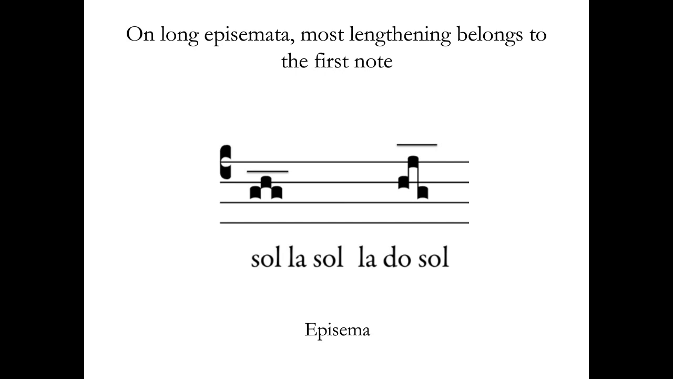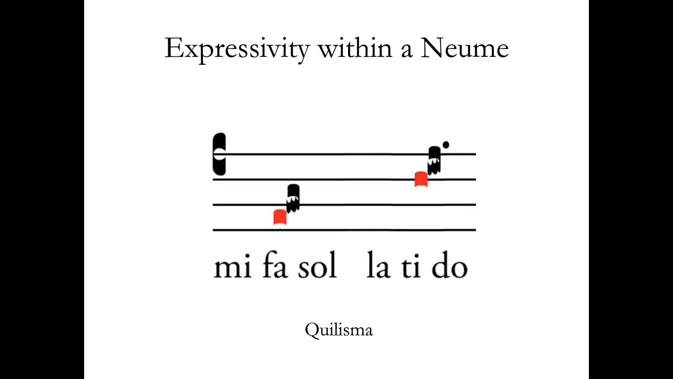There are also a couple of neumes which have expressivity built into them. This is what's called a quilisma. And you'll notice that the middle note looks like a shake. And it's actually the note before the shake that you make expressive. So here I've notated it in red, although in the regular score, of course, you'll just find it in black. So this would sound, instead of like, mi fa sol, like a scandicus, it would sound like this. Mi fa sol. Or, la ti do. You notice on that second one, I also added a dot.